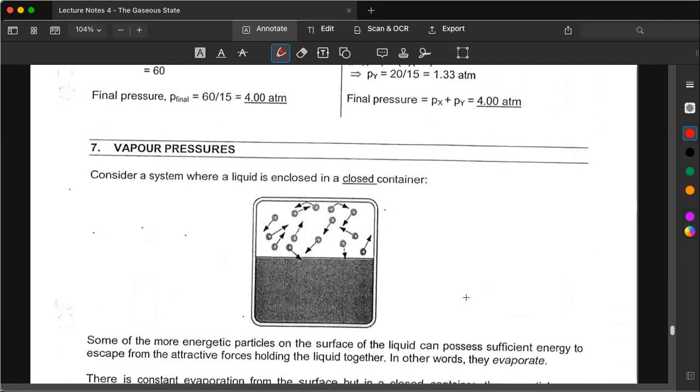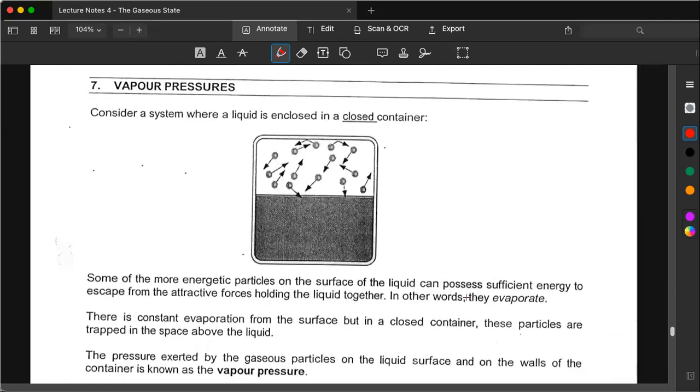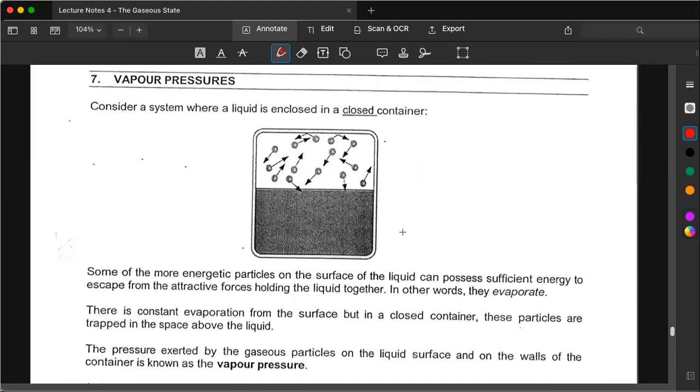Now, what is vapor pressure? Now, we consider a system where the liquid is enclosed in a closed container.